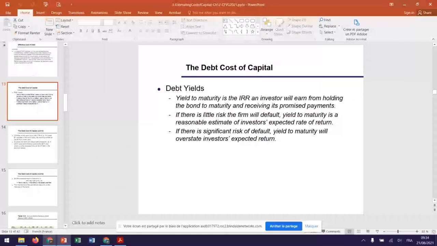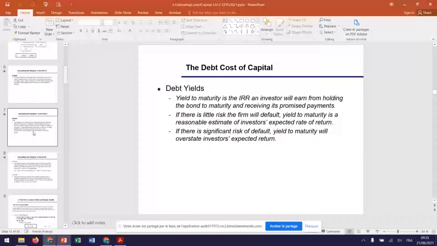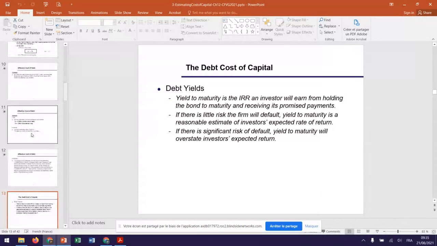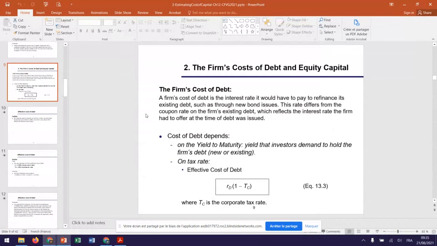Okay, so if there is little risk that the firm will default, the yield to maturity is a reasonable estimate of investor expected rate of return. But if there is a significant risk of default, the yield to maturity, based on the promised payments of all coupons and face value at maturity, may overestimate the investor expected return. All right. So as I told you earlier, the definition of cost of debt represents what interest rate or return you can provide to the investor at the time you refinance your existing debt. So it does not necessarily reflect the interest rate the firm had to offer when the debt was issued in the old days.